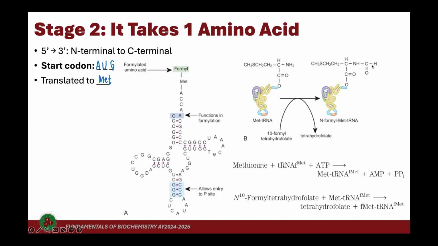Okay, formyl from formic acid. But instead of a carboxylic acid, you get an amide there. Okay, so you modify. But this is for prokaryotes. For eukaryotes, it's simply methionine that is used as the first amino acid, reading the start codon AUG.